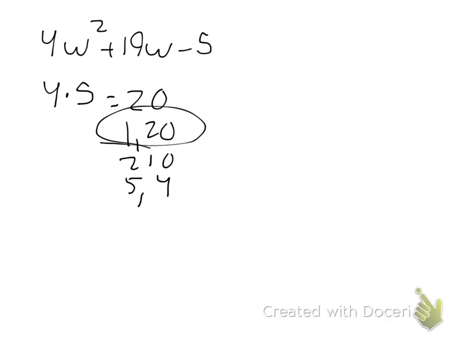So, what do I mean by that? I still get 4W squared. I'm going to add 20W, but if I add 20W to get 19, I have to subtract a W. Would you guys say that it's the exact same expression? I just took 19 and wrote it a different way.